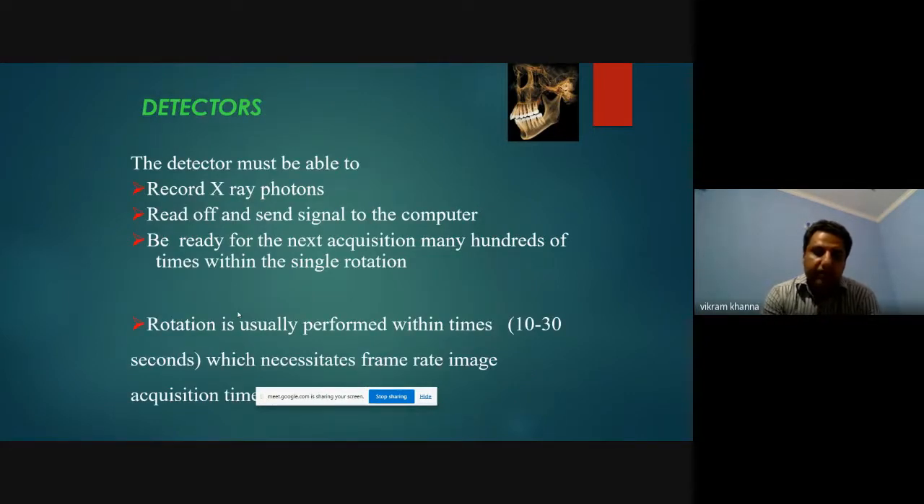Now, the quality of detectors must be such that they are able to record all the X-ray photons, read off, and send the signal to the computer, and be ready for the next exposure as early as possible, because hundreds of scans are running at the same time. If you are going to take 600 images in 18 to 22 seconds, it should have really fast speed of clearance of data from one image.